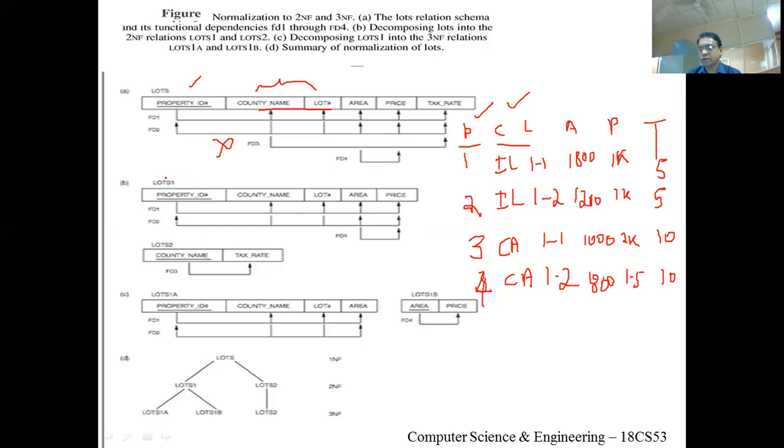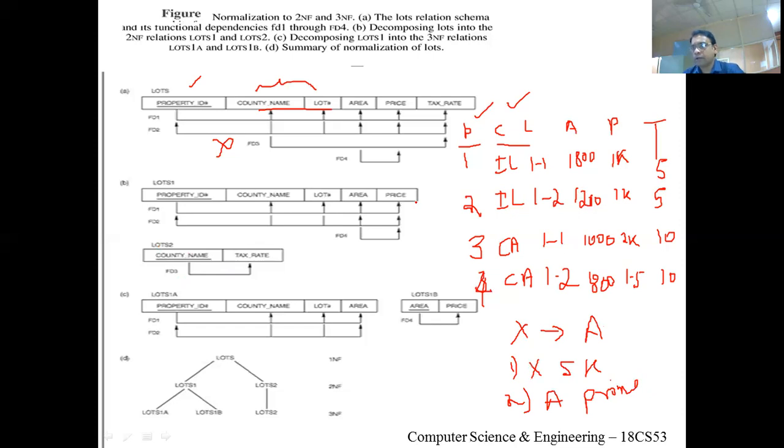Now I need to check whether lots 1 is in third normal form or not. First check it is in second normal form. Yes, obviously lots 1 is in second normal form, and lots 2 is also in second normal form and first normal form. We have to check for third normal form. What is the definition of third normal form? If we have a functional dependency X determines A, then the condition is either X should be a super key or A should be a prime attribute. Now we'll check it.